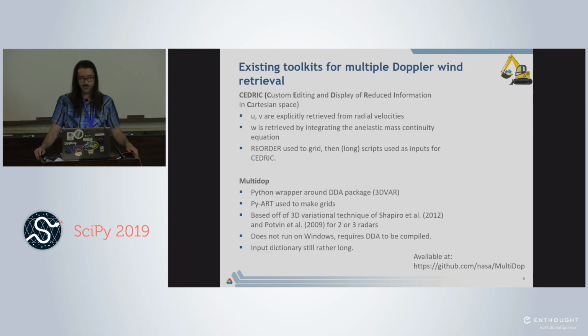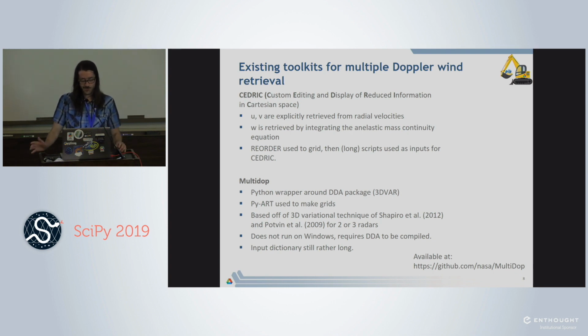Now there are some existing toolkits out there for these types of wind retrievals. One is called CEDRIC, Custom Editing and Display of Reduced Information in Cartesian space. This one uses a slightly different technique that actually integrates the mass continuity equation in the vertical in order to get U, V, and W. And then it uses other utilities for regridding, and there are confusing scripts that I will show in a second that can be used as inputs for CEDRIC.